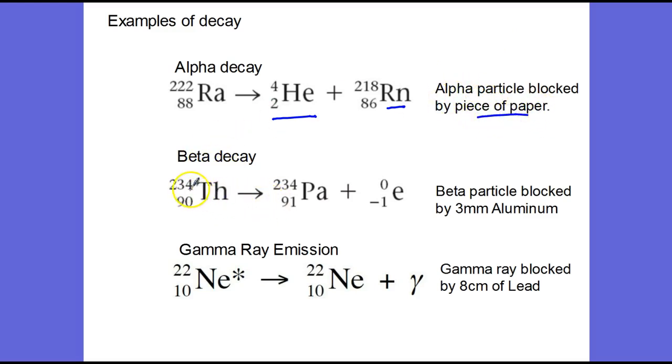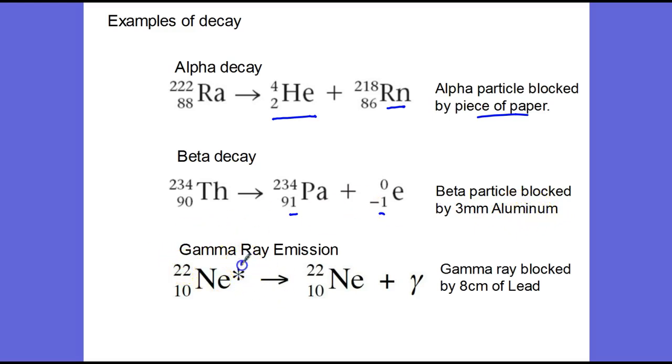Beta decay, this is an example. Remember, a neutron converts to a proton. So your mass number stays the same, but you get 1 more proton. And charge is conserved because even though I have an extra positive thing here, I have a negative thing here. Beta particles are pretty small, but they can be blocked by 3 millimeter thick aluminum plates.